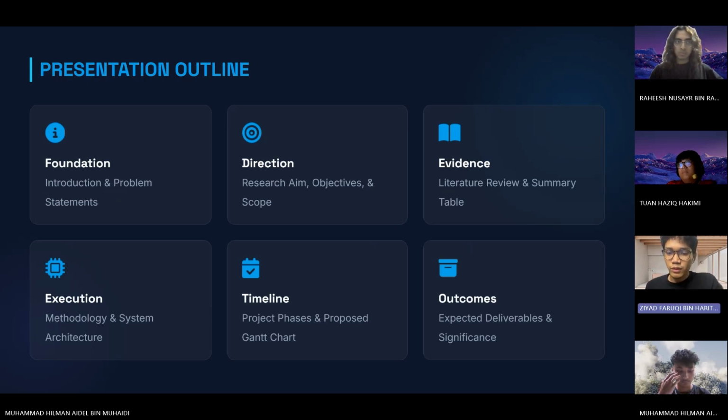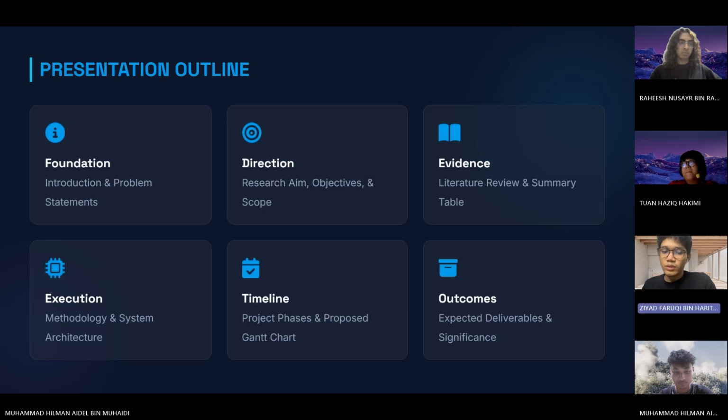Before we dive into the technical details, let us give you a clear map of our presentation today so you can easily follow our slides on your screens. We have divided our defense into 6 core phases. First, we will establish our project baseline, context, moving from our introduction directly into our problem statements, explaining the real-world threats students face online. Second, we will look at our project's trajectory through our research aim, objectives, and scope, defining exactly what we will and will not build.